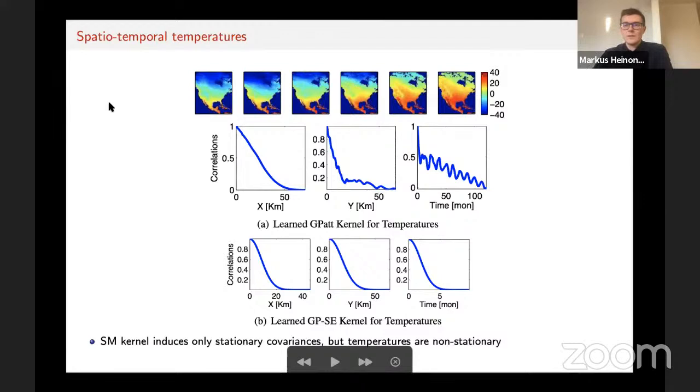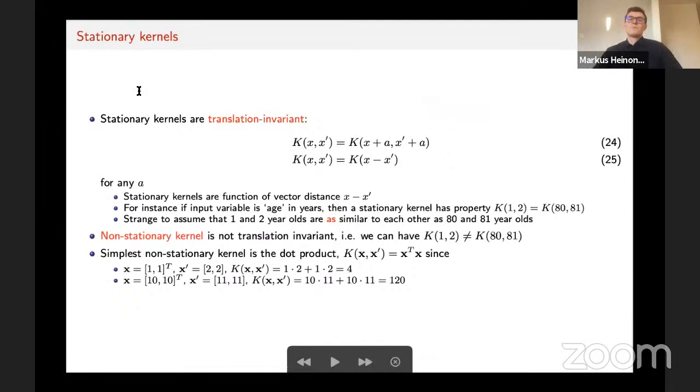Okay, so there are no questions, so I'm just going to move forward. Let's look at what stationary kernel means. Stationary kernels are translation invariant. That means that a stationary kernel is something where you can add a constant to both inputs and nothing happens. This also means that the stationary kernel between two inputs is a function of their distance. So if we take a bit of an artificial example and look at human age as a covariate, then a stationary kernel would say that the similarity between a 1 and 2 year old is the same as the similarity between an 80 and 81 year old.